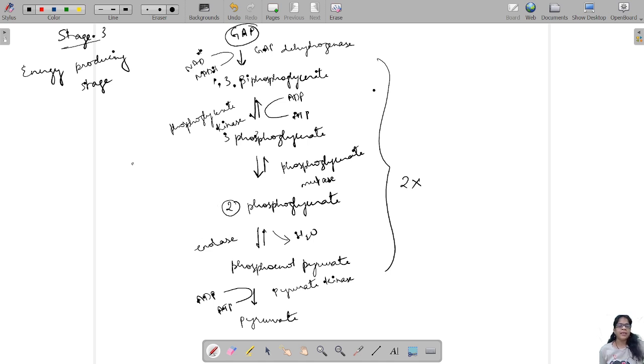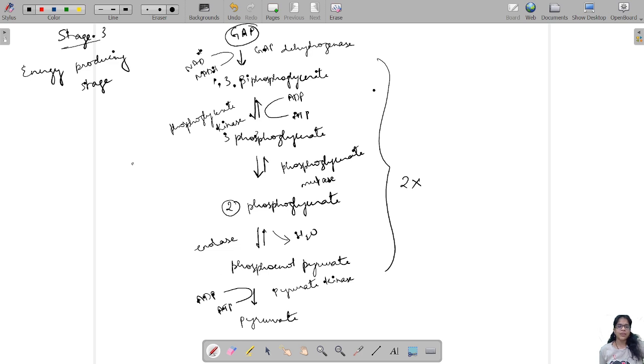And now here again the phosphoenol pyruvate is completely reduced to pyruvate, and here the kinase enzyme called pyruvate kinase helps in the conversion of phosphoenol pyruvate to pyruvate by transferring the phosphate group from the phosphoenol pyruvate to ADP, thus making ADP into ATP, okay. And thus here energy is again produced in this step.